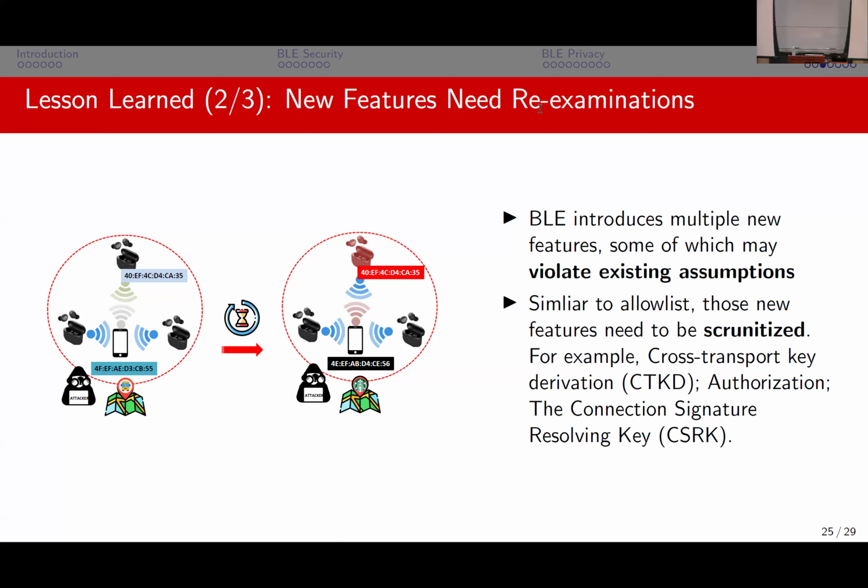So Bluetooth introduced multiple new features, right? Some of those could violate their assumption. Think about that allow list feature, right? Their assumption is they never anticipate somebody's going to replay. So basically, my point is some other features maybe require scrutiny, like CTKD or CSRP, some other features, okay? For students who are interested, take a look at that.